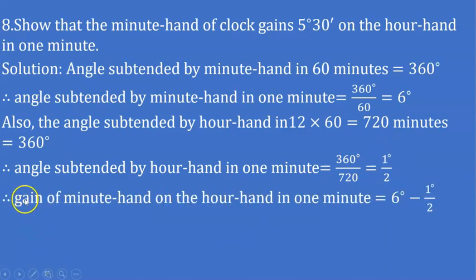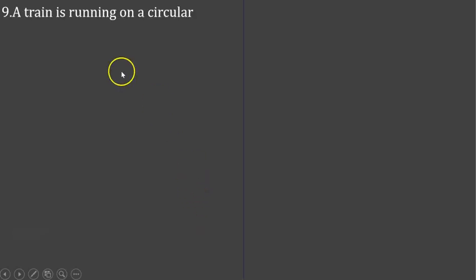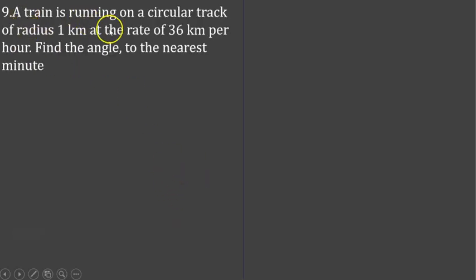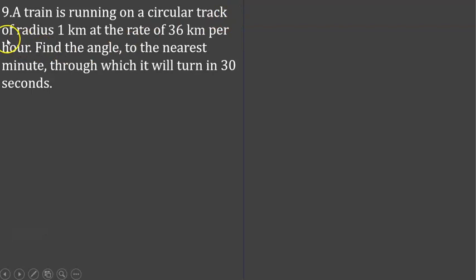Therefore the gain of the minute hand on the hour hand in 1 minute is equal to 6 degrees minus 1 upon 2 degree, and if we subtract it then you will get 5 degrees and 30 minutes.